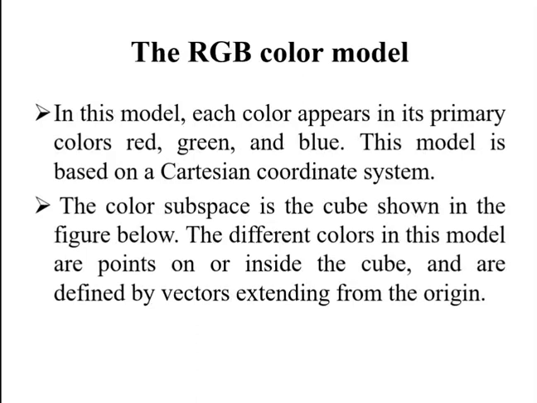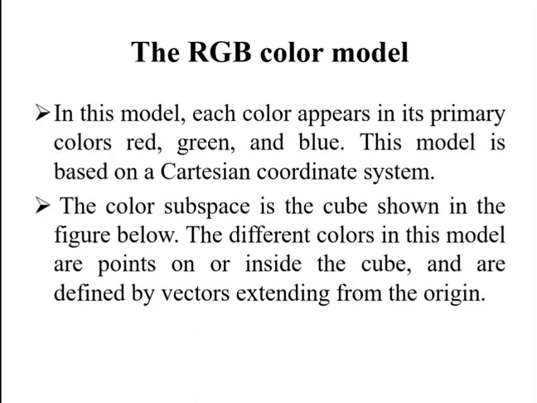In the RGB model, each color appears in its primary spectral components of red, green and blue. This model is based on the Cartesian coordinate system. The color subspace of interest is the cube shown in the figure, in which the RGB primary values, that is red, green, blue, are at three corners. The secondary colors cyan, magenta and yellow are at three other corners. Black is at the origin and white is at the corner farthest from the origin.